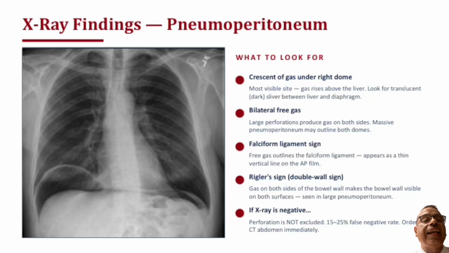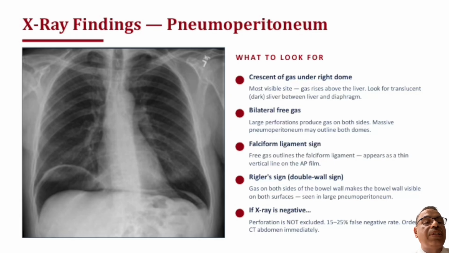This is a classical X-ray of the chest which shows free gas under the diaphragm on the right side. It is most visible as the gas rises above the liver. Look for that dark sliver between the liver and the dome of the diaphragm. You can also see the tented dome of the diaphragm on the right side, meaning it is lifted as compared to the left side. Here in this case, bilateral free gas is seen, especially in large perforations.